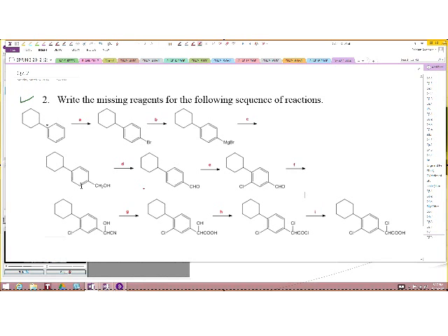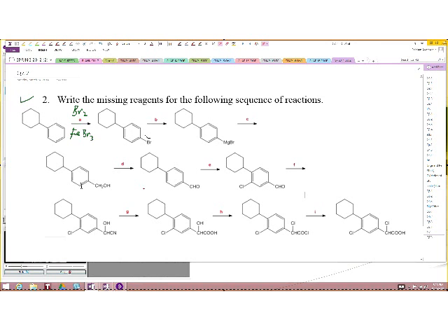Now we want to go from this molecule and introduce a bromine into the benzene ring. What reagent do we need here? Br2, bromine, with what? Iron(III) bromide. Okay.